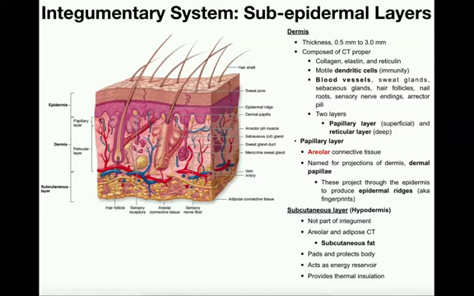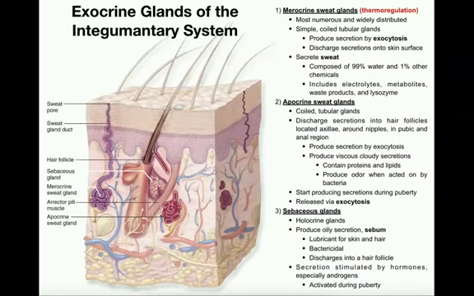In the next video, we're going to discuss some of the different types of exocrine glands in the integumentary system, and we did mention a few of these. Join us then.